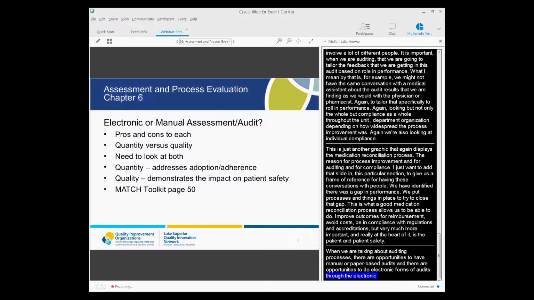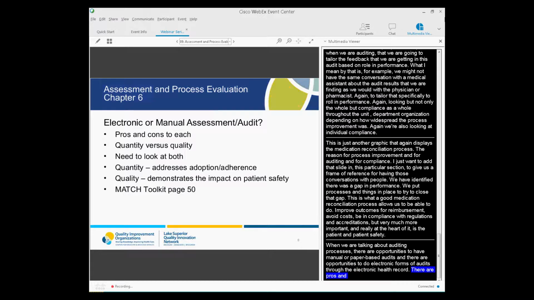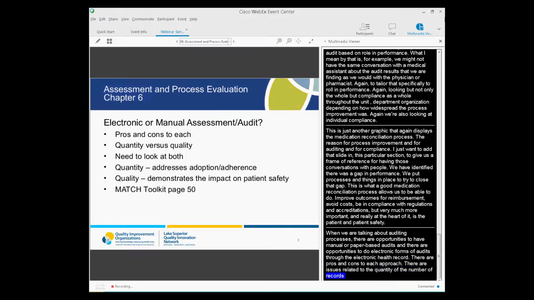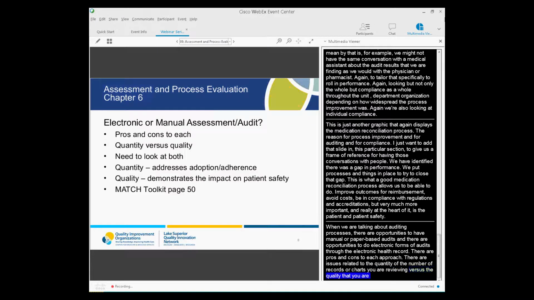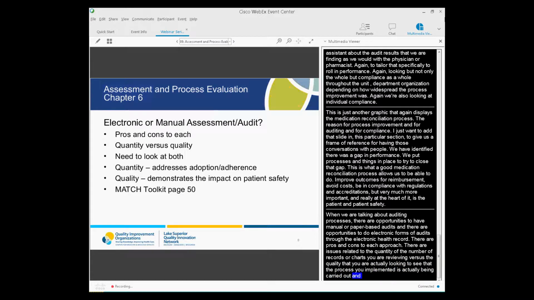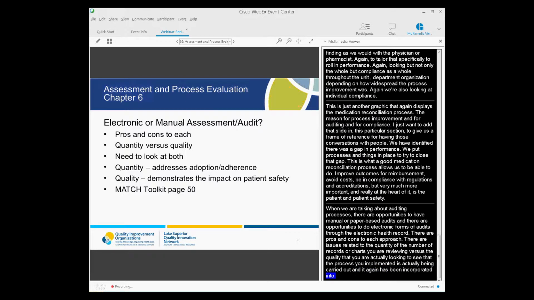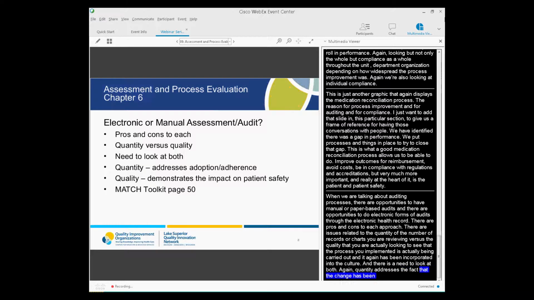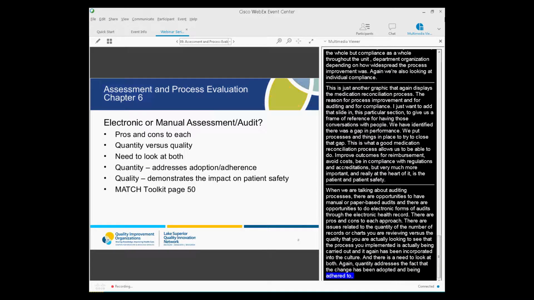There are issues related to the quantity, the number of records or charts that you're reviewing, versus the quality, that you're actually looking to see that the process that you implemented is actually being carried out and that it, again, has been incorporated into the culture. And there's a need to look at both. Quantity addresses the fact that the change has been adopted and it's being adhered to, whereas quality is looking more at demonstrating the impact on patient safety.